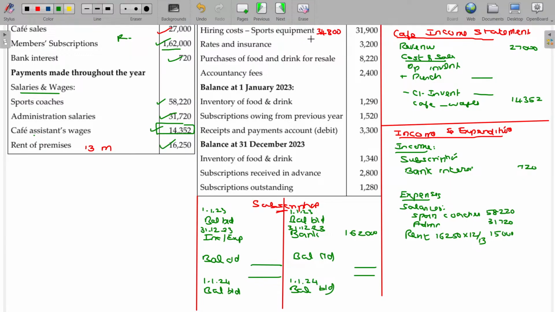Hiring cost, sports equipment, 34,800 for the period. 31,900 only paid. So the difference between these two is your outstanding. Anyhow, we can post here directly hiring cost. Hiring cost for the period will be your expenses, 34,800. The difference between these two is the outstanding, maybe considered as current liabilities. We are not going to prepare that one here, so don't worry about that part. 34,800.